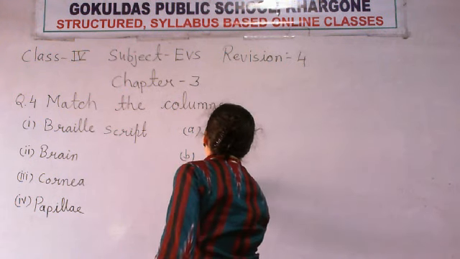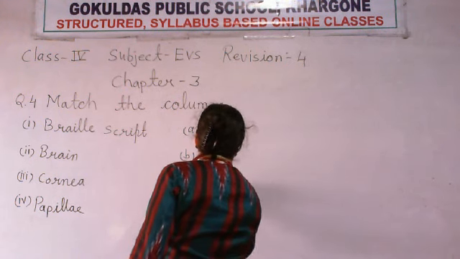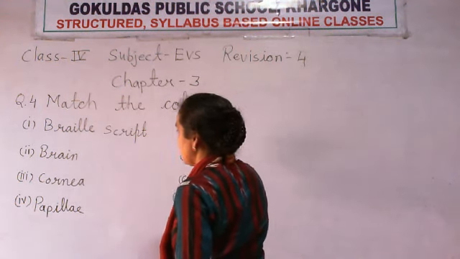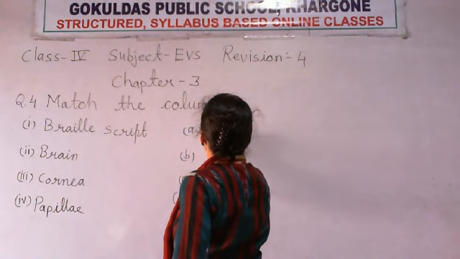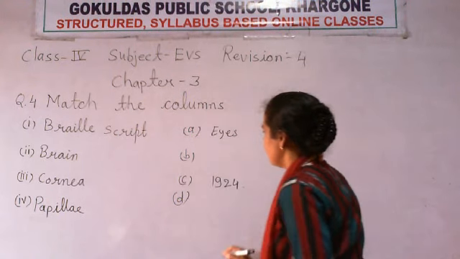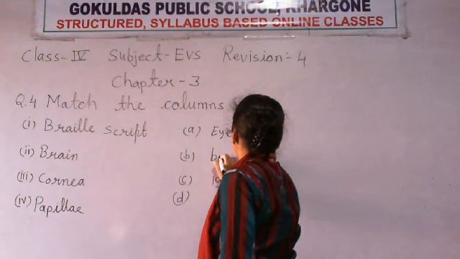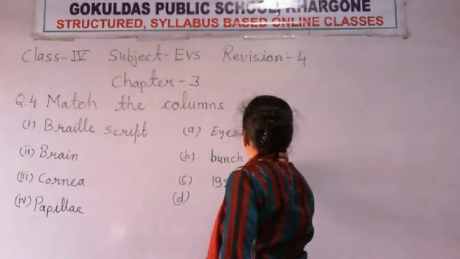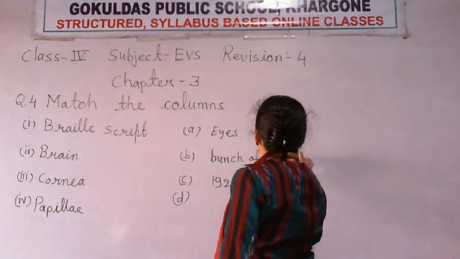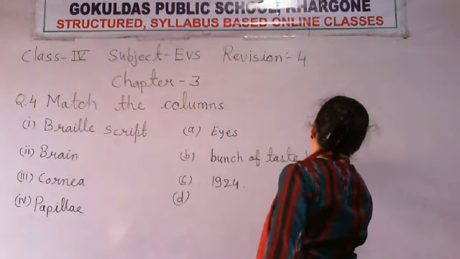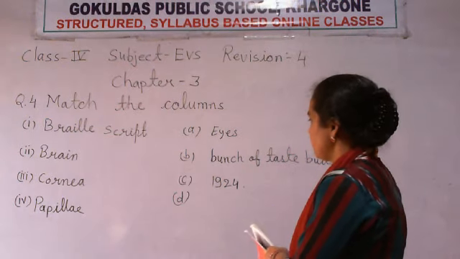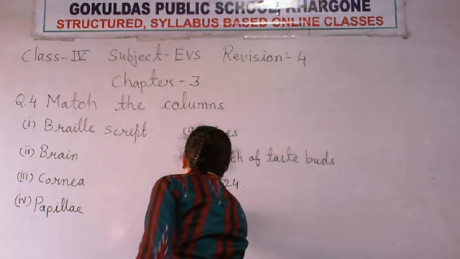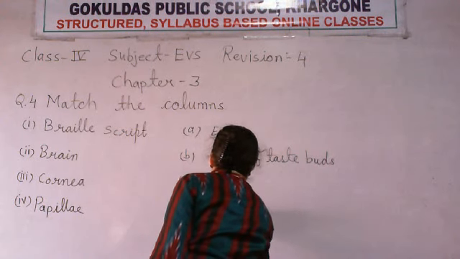Now write on this side A, B, C and D number. A, eyes. B, bunch of taste buds. C, 1924. D, master organ of our body.